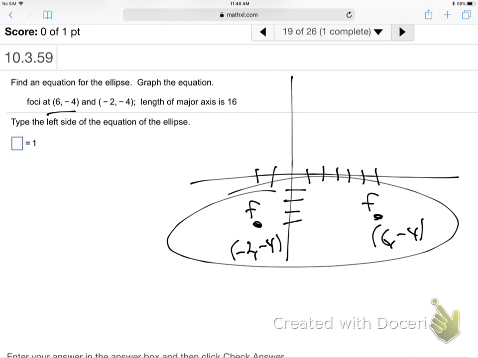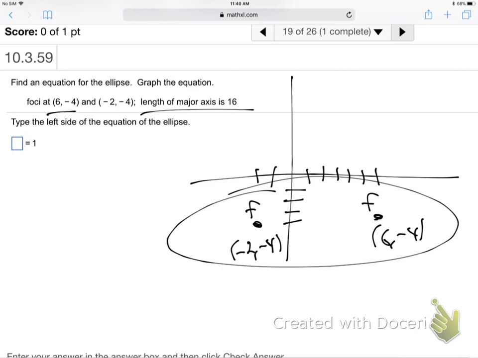It's just helpful for me to get a general look at the thing. It's wider than it is tall, right? Because the focus points are sideways. They tell you the major axis. Okay. And then it says length of major axis, 16. So it's 8 up and then 8 down? Major axis is sideways, so it's 8 over each way.